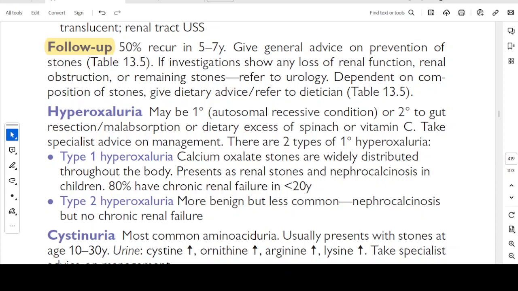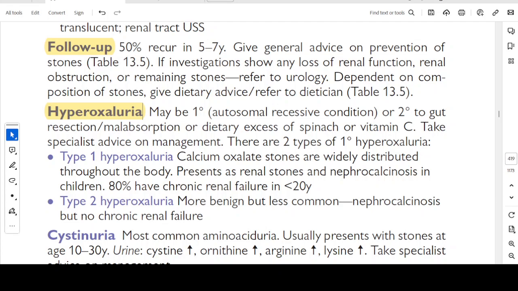Hyperoxaluria. Hyperoxaluria may be a primary autosomal recessive condition or secondary to gut resection or malabsorption or dietary excess of spinach or vitamin C. Take specialist advice on management.